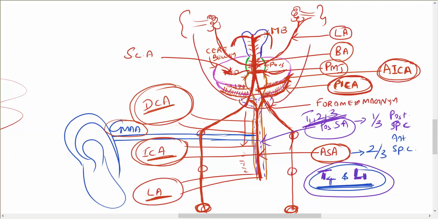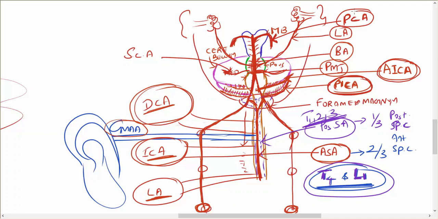Okay, that is going to the posterior part of the cerebrum. That is called the posterior cerebral artery. Posterior cerebral artery. Okay, so that ends the posterior circulation.